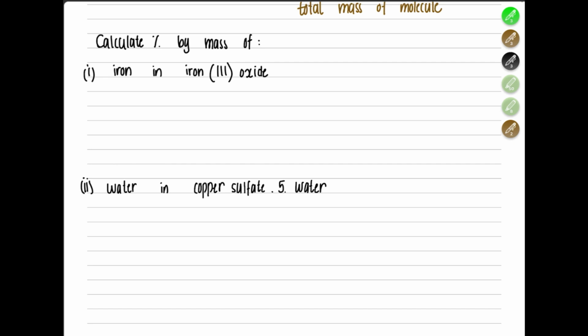Can you try to do these examples first? Calculate the percentage by mass of iron in iron 3 oxide. So what is the formula of iron 3 oxide? This is going to be Fe2O3. How do we know that? Because iron is Fe plus 3. This is stoichiometry. Oxygen is minus 2. So to write the formula, we just bring this here and bring that here. It would be Fe2O3, and that's how we obtain the formula of iron 3 oxide.